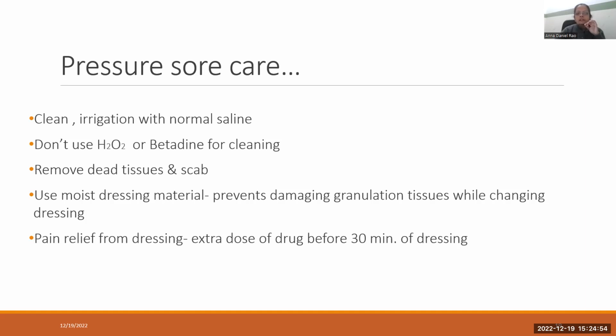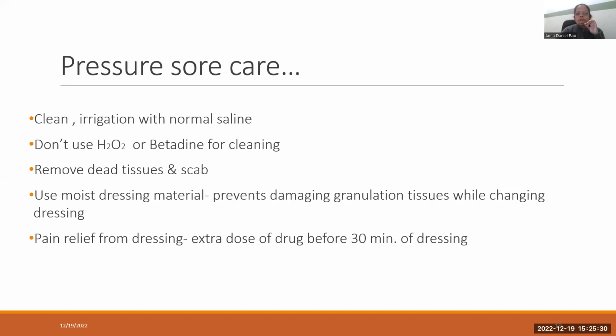Whenever required, surgical removal of dead tissues and scabs should be done very carefully, because that should not harm the newly growing tissues. Okay, so that care should be taken whenever we are cleaning the bed sore, doing the dressing of it. Use of moist dressing material, okay, that is very important, because that will prevent damaging of granulation tissues.